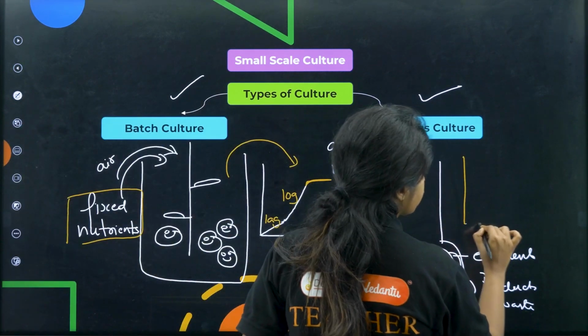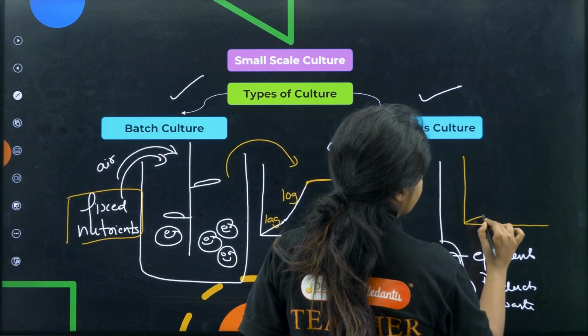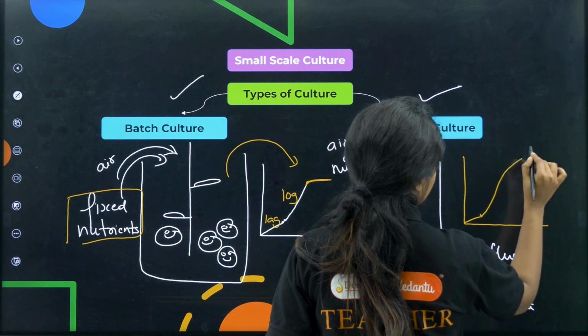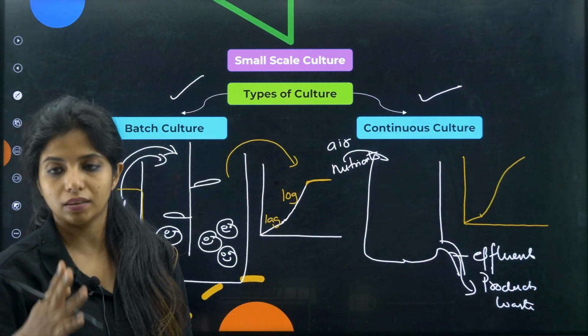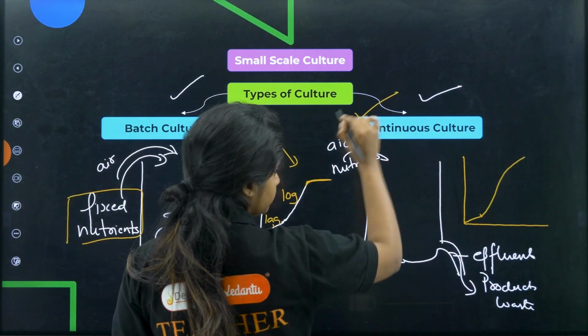So over here the graph is kind of different. The lag phase is there, then there is log. That is the growth in them. So continuous culture is far better.